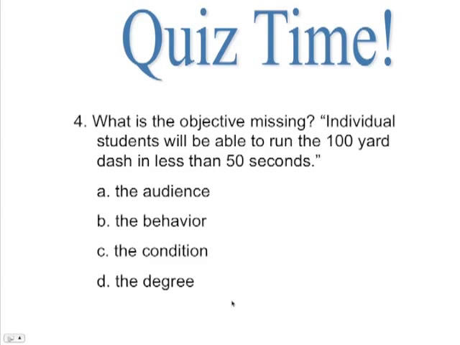Now, this will be a different example than we've given in the past. Individual students will be able to run the 100-yard dash in less than 50 seconds. The audience is there. The individual students, the behavior is there, what they'll be able to do. The degree is there. They need to run it in 50 seconds. But the condition, where they will be running, is not there.